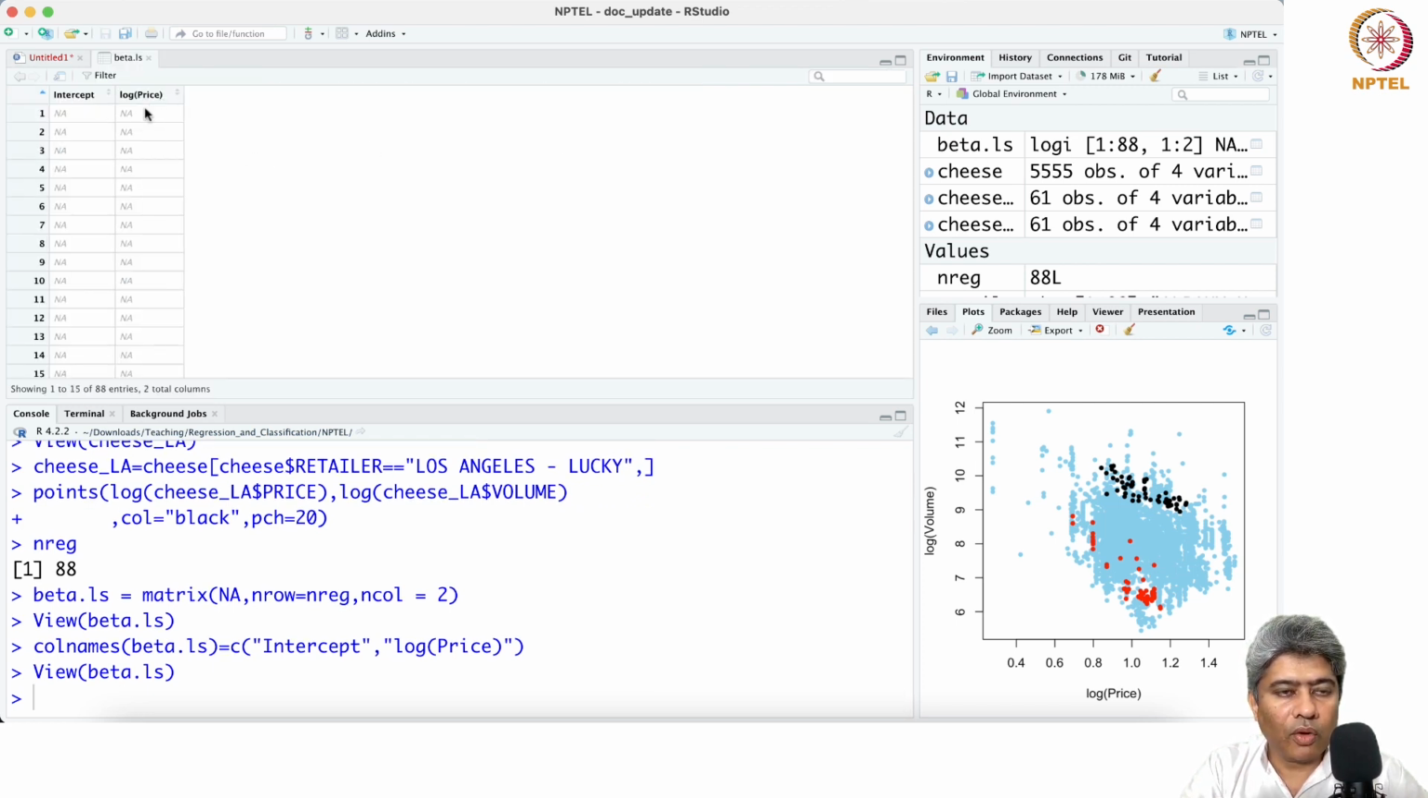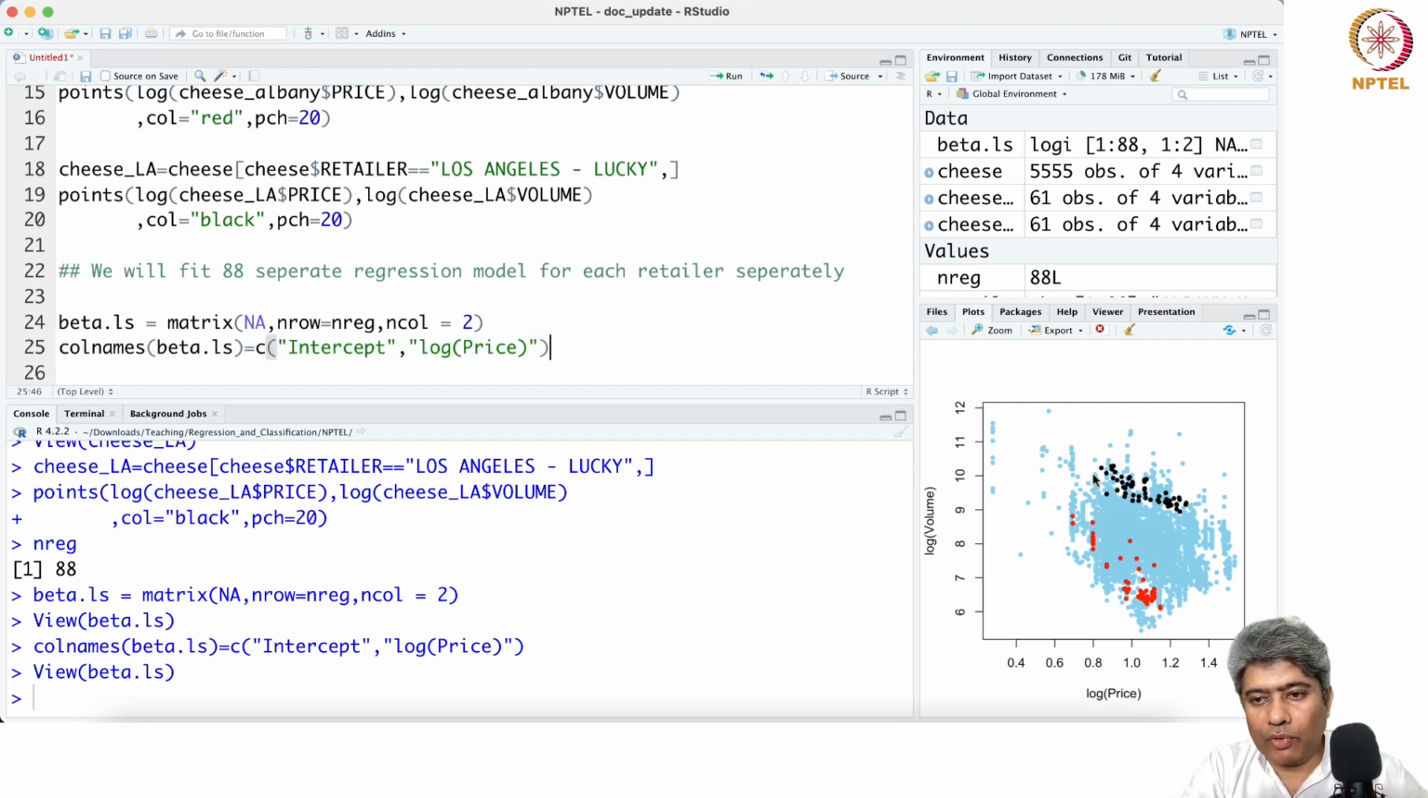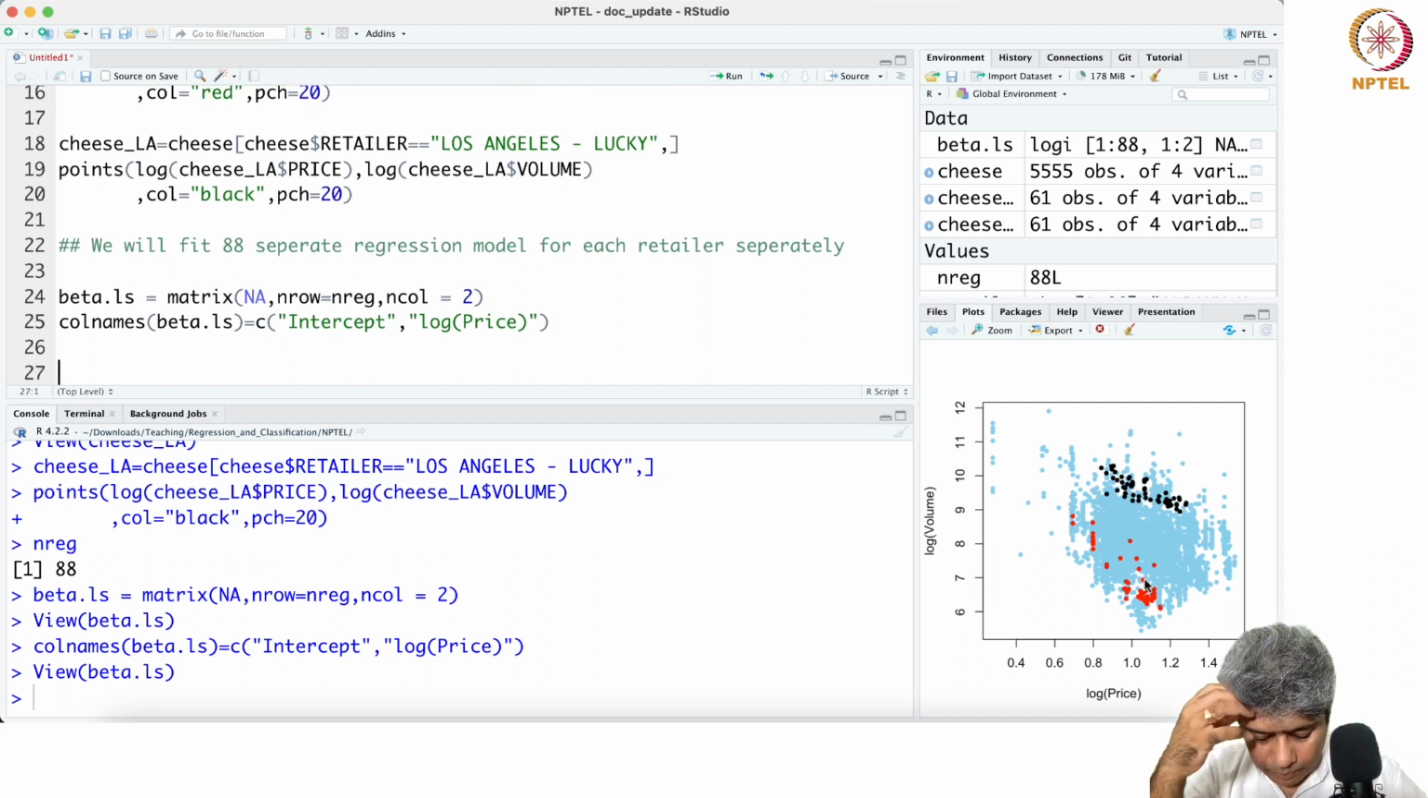So the intercept and the coefficient of log price, these two we will calculate and store for all 88 retailers separately. So I'm going to fit 88 separate models. This is Los Angeles Lucky, I will have a separate line. This is Albany Price Chopper, I will have a separate line. So we will fit a separate line for each of them.